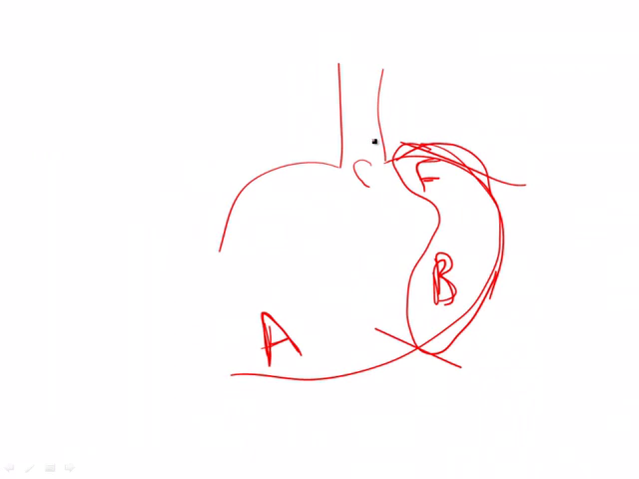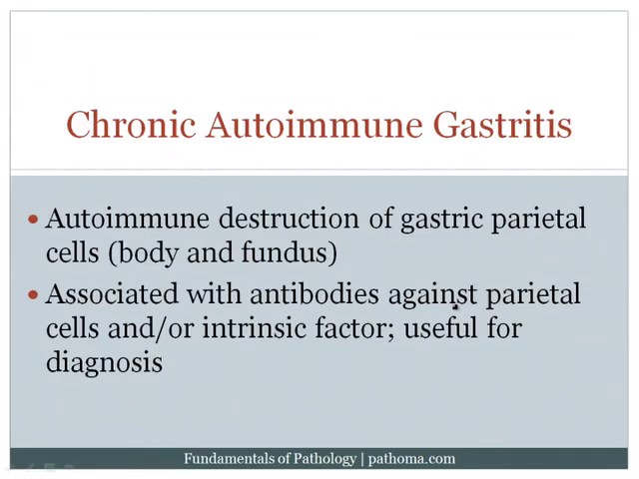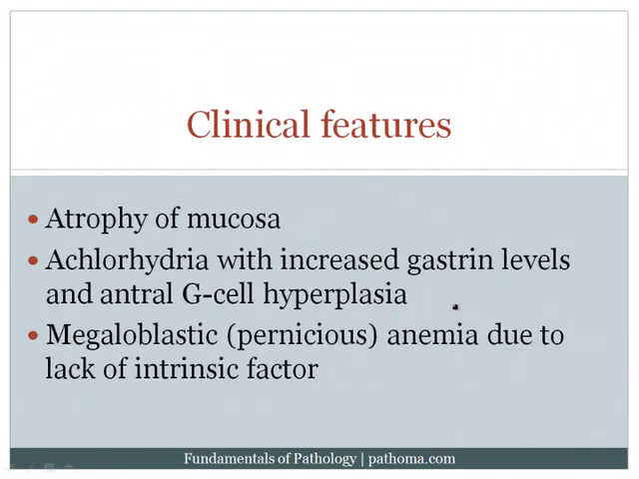Now, clinically, as you begin to knock out the parietal cells, you're going to begin to knock out the thickness of the mucosa, and so the patients are going to get atrophy of the mucosa. So that's one clinical feature. Another clinical feature is that because you're knocking out the parietal cells, you're knocking out the ability to produce acid. And so achlorhydria will develop, as I've written here in your notes. And what is achlorhydria? Low acid production by the stomach.